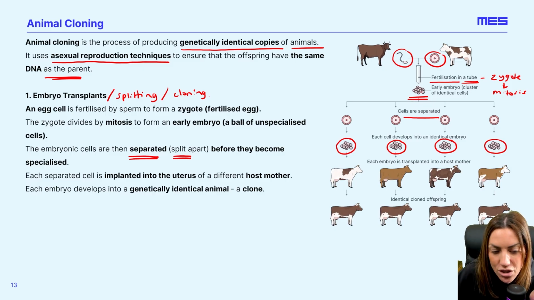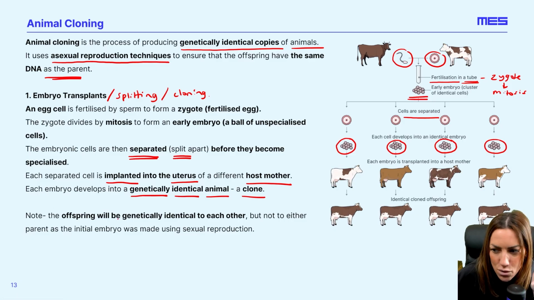So we created one original embryo, we separated the cells at an early stage of development. Now we've got 4 embryos from the same embryo. Those embryos are then implanted into the uterus of host mothers or surrogate mothers. The embryos will continue to grow into a fetus, and then we'll get genetically identical animals or clones being born. Now note, with this method of embryo transplants or embryo splitting, the offspring will be genetically identical to each other, but not to either parent.